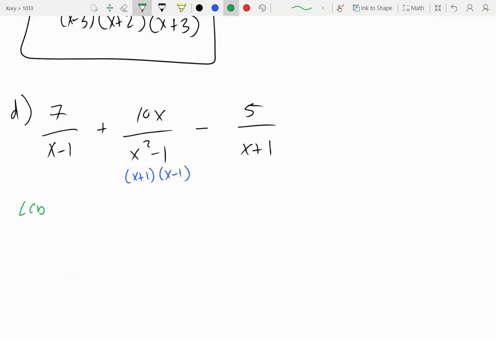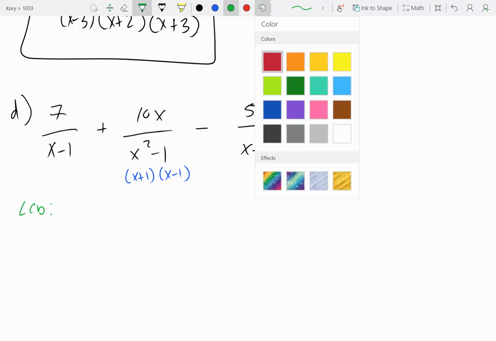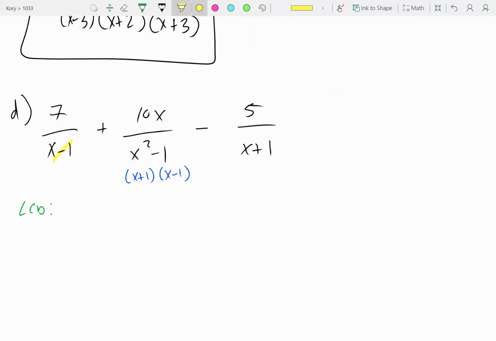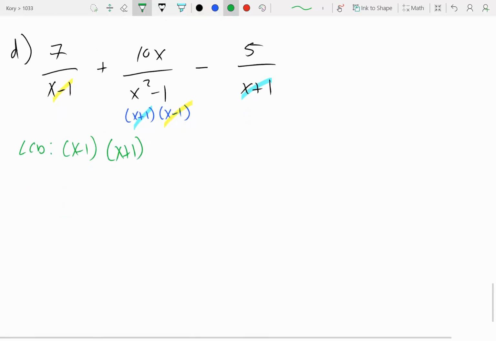Alright, the LCD is, you see how they both share an x minus 1? So we write it once. And you see how they both share, again, an x plus 1. So we write it once. And you see how there's no more factors left? That's our LCD. So we're going to multiply everything by (x minus 1)(x plus 1).